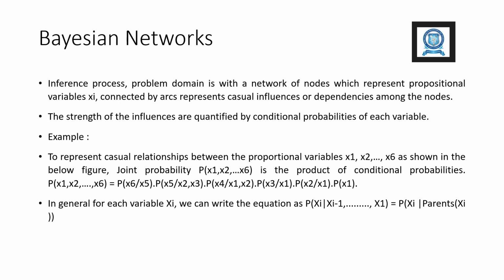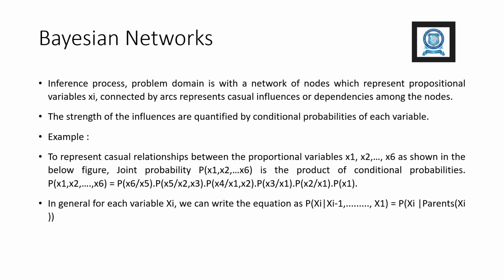In the inference process, the problem domain is represented with a network of nodes, which represent propositional variables Xi, connected by arcs representing causal influences or dependencies among the nodes. The strength of the influences is quantified by the conditional probabilities of each variable. Here is an example representing causal relationships between the propositional variables X1, X2, up to X6, as shown in the figure below. The joint probability P of X1, X2, up to X6 is the product of conditional probabilities.